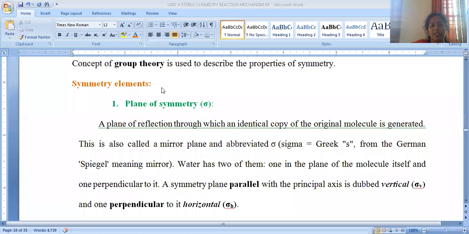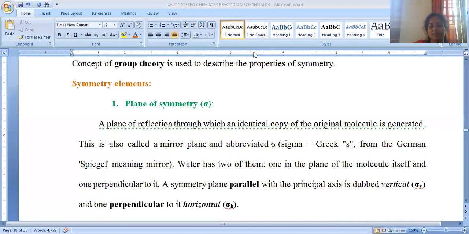Optical isomers are those which contain chiral centers, and they are divided into two types: enantiomers and diastereomers. Non-superimposable mirror images are called enantiomers. Non-superimposable non-mirror images are called diastereomers. In order to get enantiomers and diastereomers, the compulsory condition is that the molecule must be chiral.